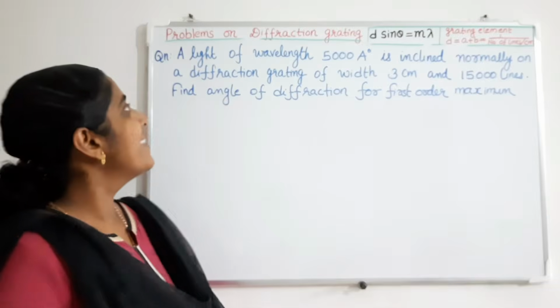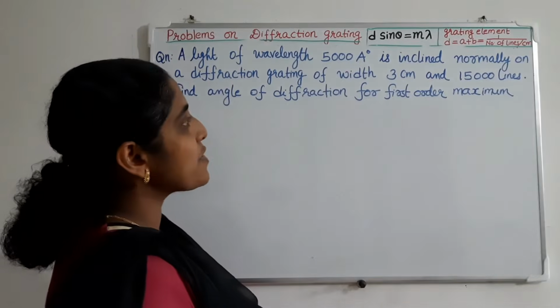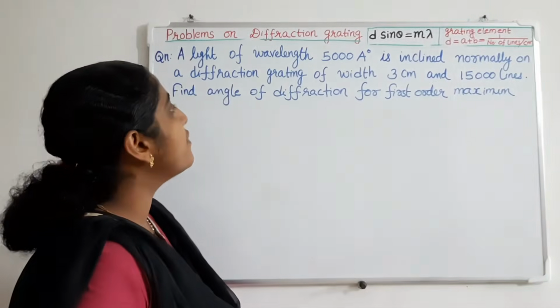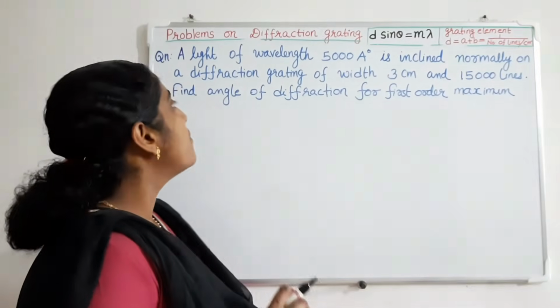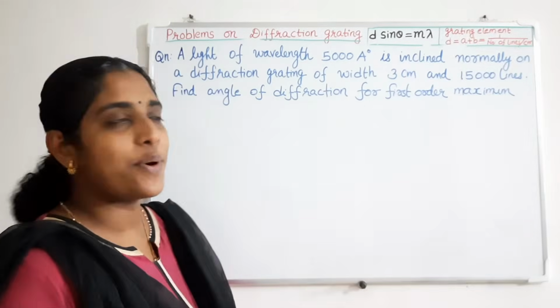See the next question. A light of wavelength 5000 Angstrom is incident normally on a diffraction grating of width 3 centimeter and 15,000 lines. Find the angle of diffraction for the first order maximum.